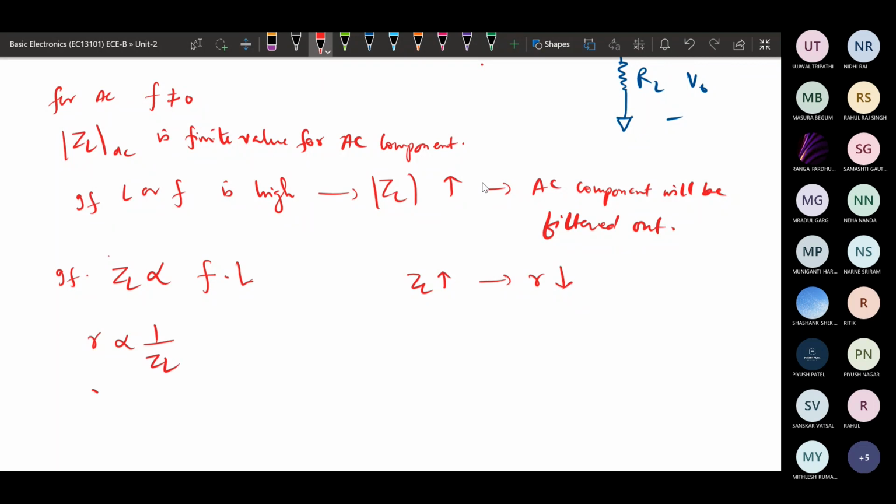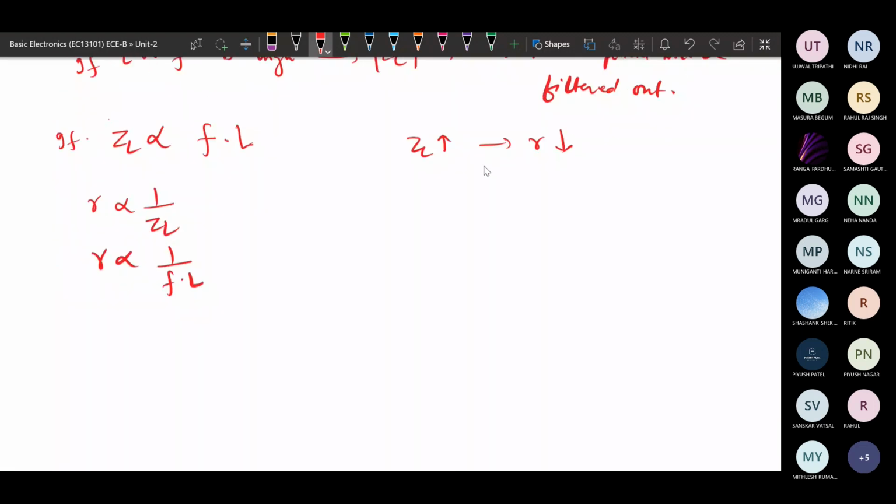Or we can say the ripple factor is inversely proportional to frequency and L. That means if we increase the frequency, the ripple factor will be less. If we increase the L value, the inductor value, then the ripple factor will also be very less. Our motive is to have a low ripple factor, which means the output that we get from the rectifier or the filter circuit will have minimum AC component.